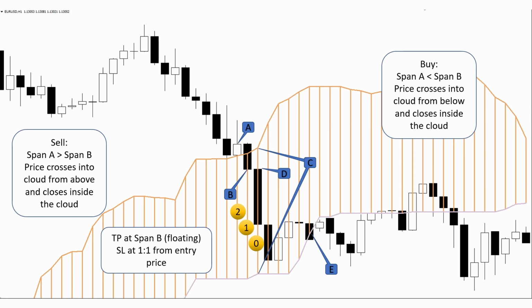And the stop loss is also going to be floating at a 1-to-1 from the entry price to the latest take profit. So as that span B line moves up, the imaginary stop loss line will also be moving down, and it will be equal distance from the entry point of the trade to that span B line.